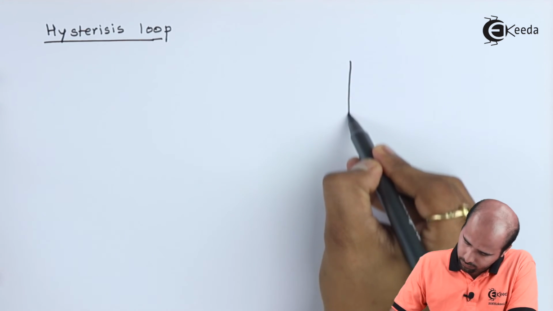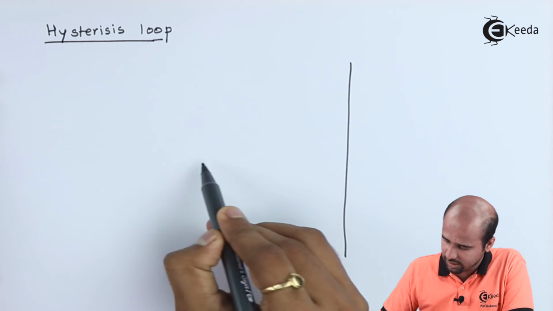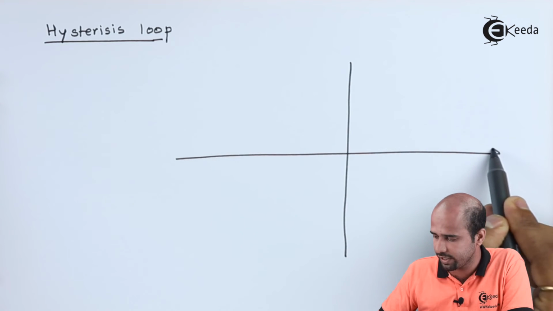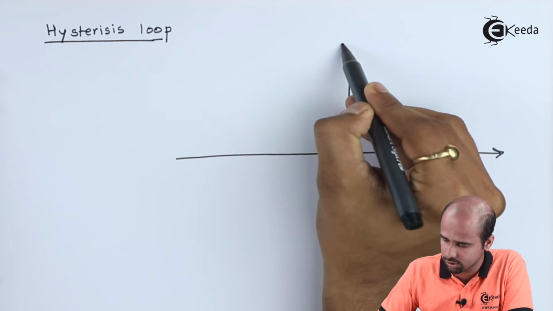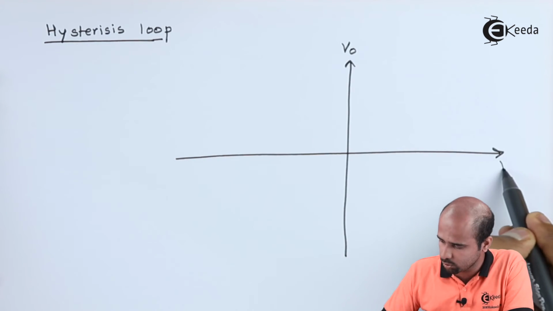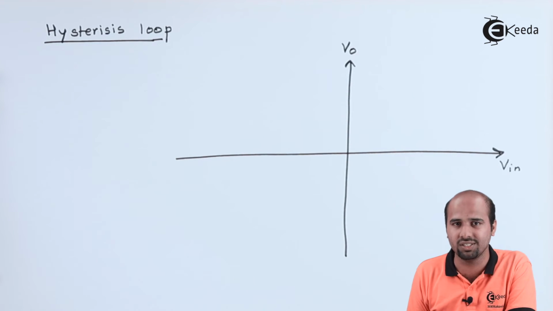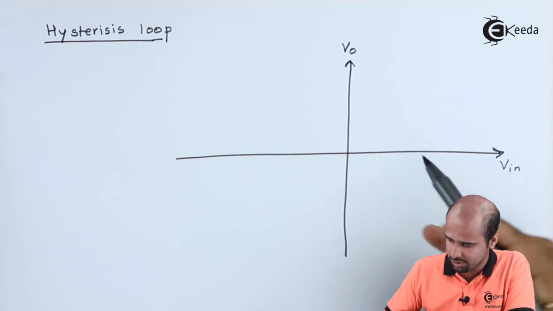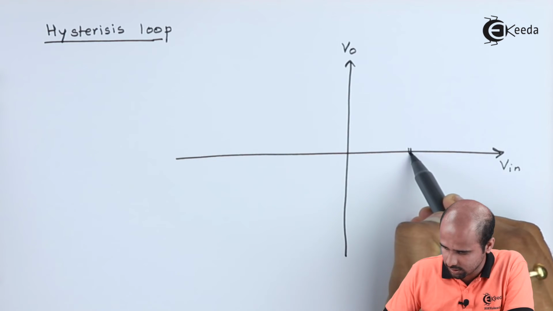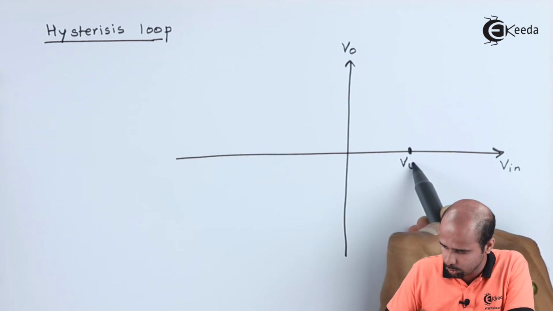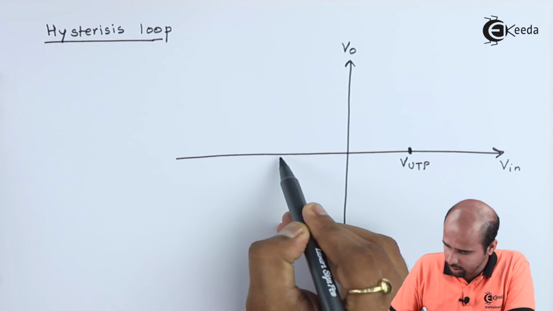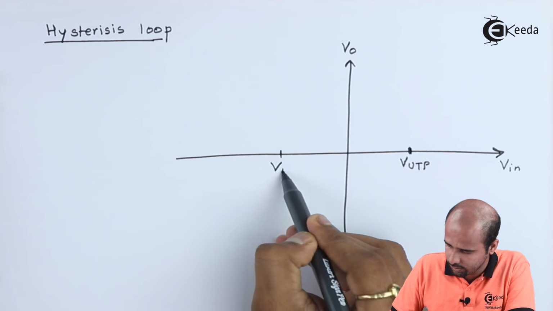We'll draw a graph in such a way that this will give you the variation of output voltage, that is VO, with respect to input voltage. Now this input voltage is changing with respect to Vf, and Vf having two values with respect to plus Vsat and minus Vsat. Here I will take the value VUTP, and here we'll take the value VLTP.